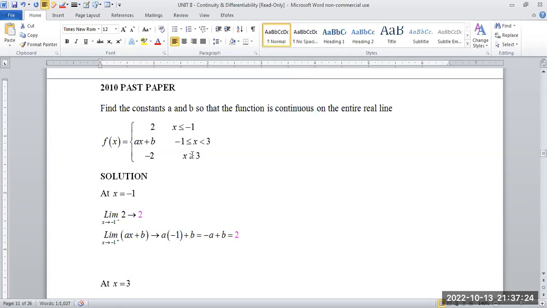Let's go. At x equals 3, to the right of 3, the limit is going to be -2 because the limit of a constant is the constant itself. So boom.